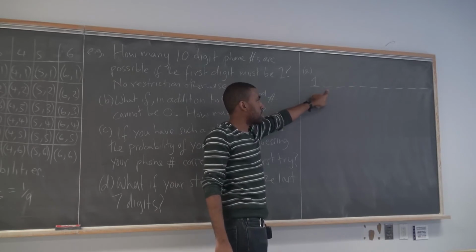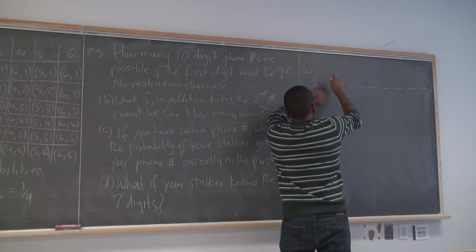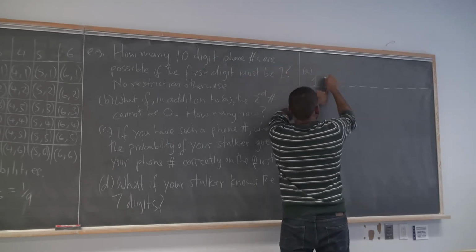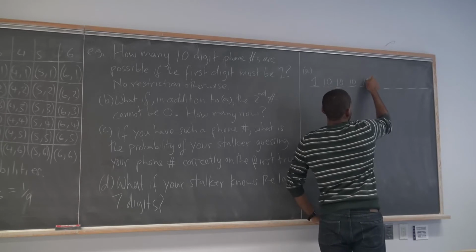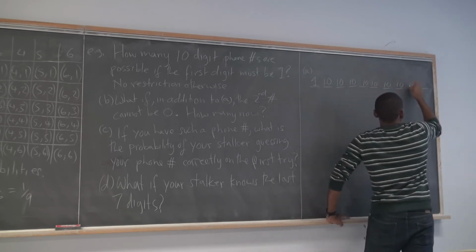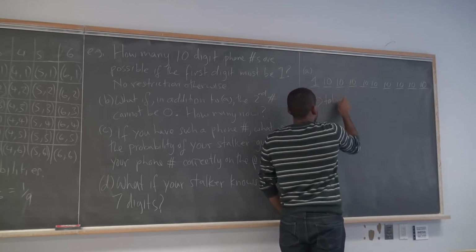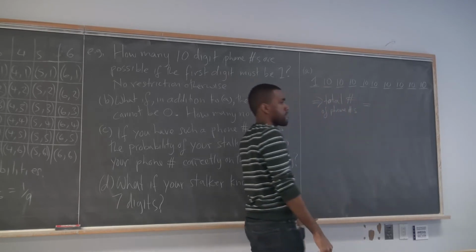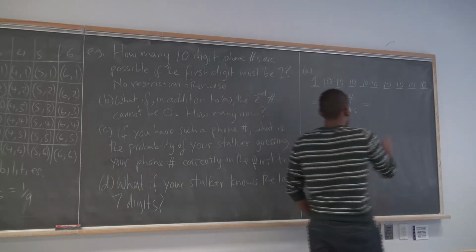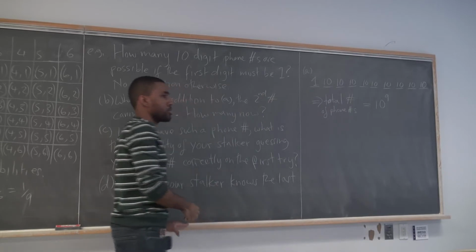How many options do I have for the second stage? There are 10 digits, because we said there is no restriction otherwise here. And for this one? Well, 10 digits, because there's no other restriction on the numbers we can pick. So this means the total number of phone numbers is 10 to the 9. Billion different possibilities for phone numbers here.